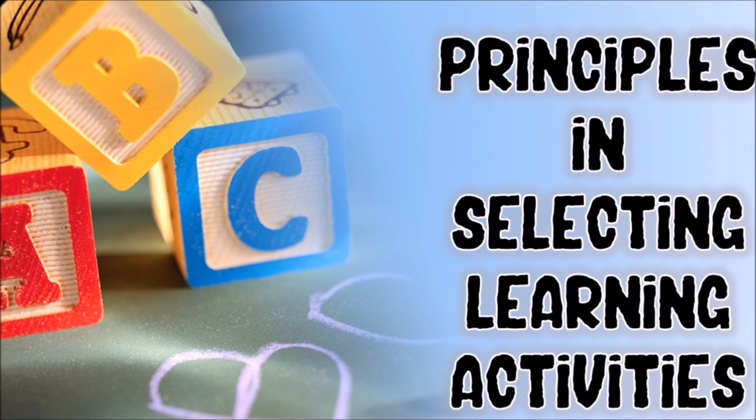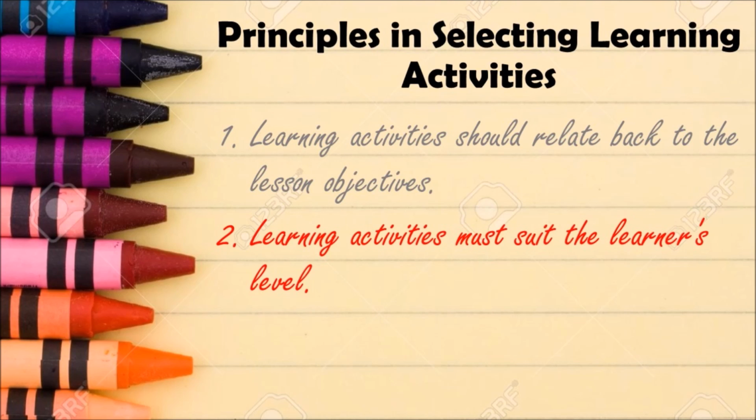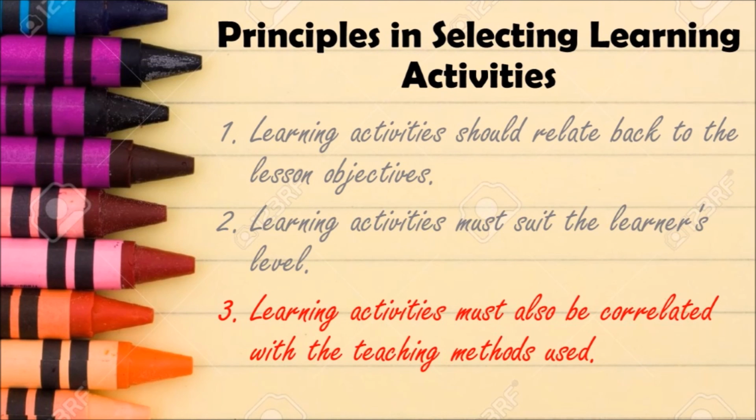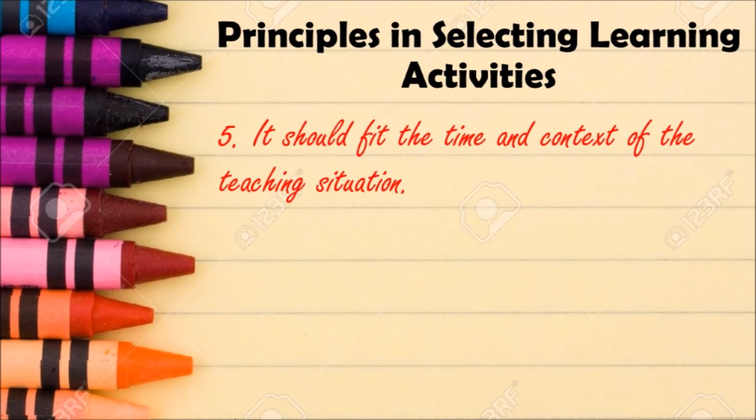Principles in selecting learning activities. Number 1. Learning activities should relate back to the lesson objectives. Number 2. Learning activities must suit the learner's level. Number 3. Learning activities must also be correlated with the teaching methods used. And 4. It must also suit the subject matter at hand. Number 5. It should fit the time and context of the teaching situation.